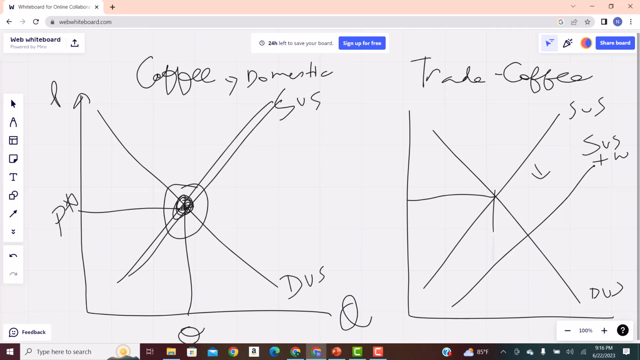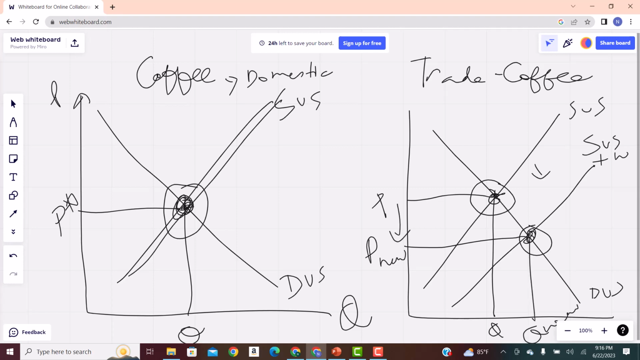So look at what's happening to the price. This was your price, this was your quantity. Now, this was your old equilibrium before trade. Now, because of trade, the supply curve has shifted. So the new equilibrium is going down, meaning the price is falling, but quantity is going up, which is an overall good thing, right? We have more supply, we have more demand, price is lower.